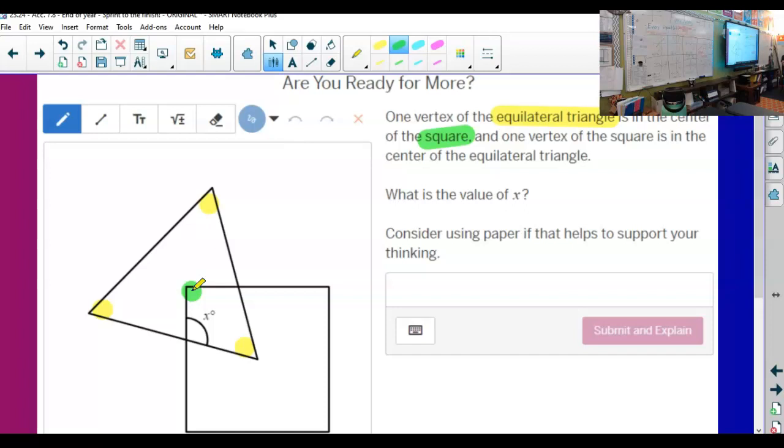Now, it didn't tell me any of the triangle angles, and yet it did. Oh, it's magic. No, it's not magic. It's math. Can anyone talk me through what I mean by they didn't tell us, but they did?